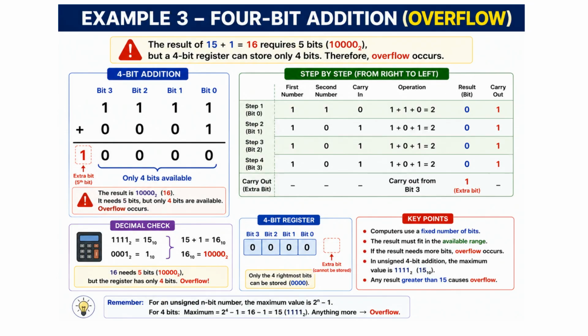Notice, the answer now requires 5 bits, but the register has room for only 4 bits. Only the rightmost 4 bits can be stored. The extra one, on the left, cannot fit inside the register. This means overflow has occurred. Remember, for an unsigned 4-bit number, the maximum value is 15. Any result greater than 15 will cause overflow.